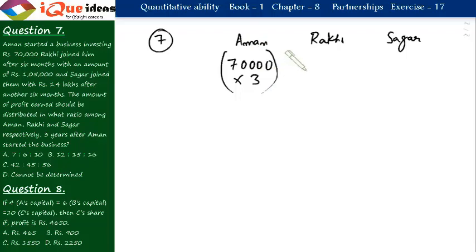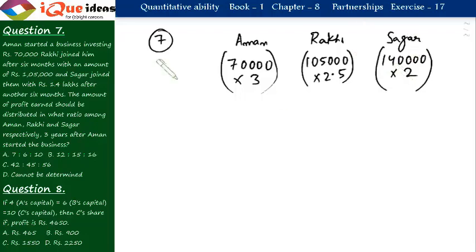Whereas Rakhi has joined 6 months after him with an amount of 1,05,000. So Rakhi's duration out of the 3 years period would be 2.5 years. Okay. And Sagar has invested 1.4 lakh, that is 1,40,000. And he has come after another 6 months. That means he is there in the business only for 2 years. So the profit ratio we have already calculated. Profit ratio is equal to 70,000 into 3 is to 1,05,000 into 2.5 is to 1,40,000 into 2.